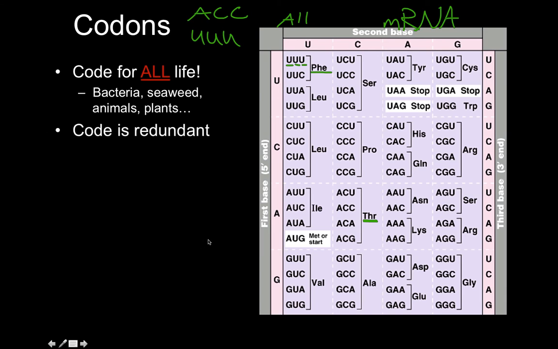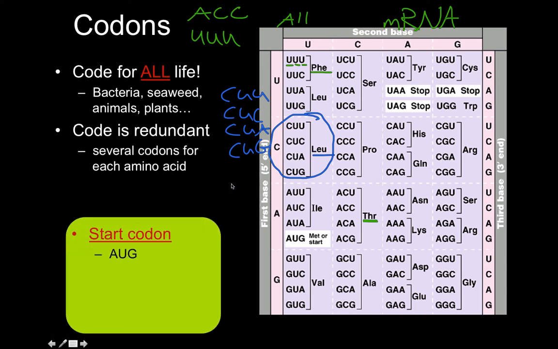The code is redundant. What we mean by this is if you look at, let's take this group right here. CUU, CUC, CUA, and CUG all code for the same amino acid, which is leucine. So a lot of times this third base doesn't matter what it is because, as we see in this example, all four code for the same amino acid.